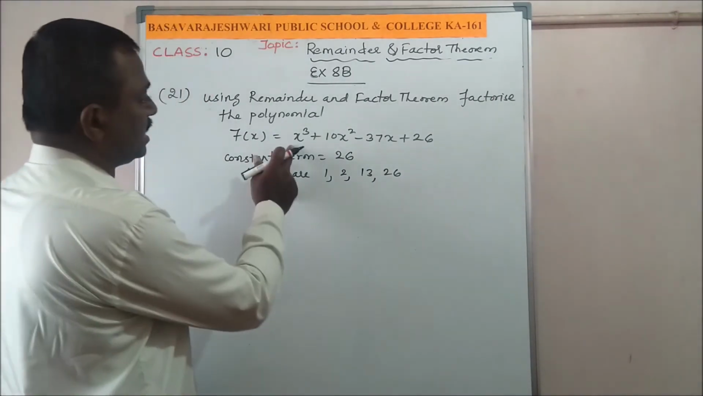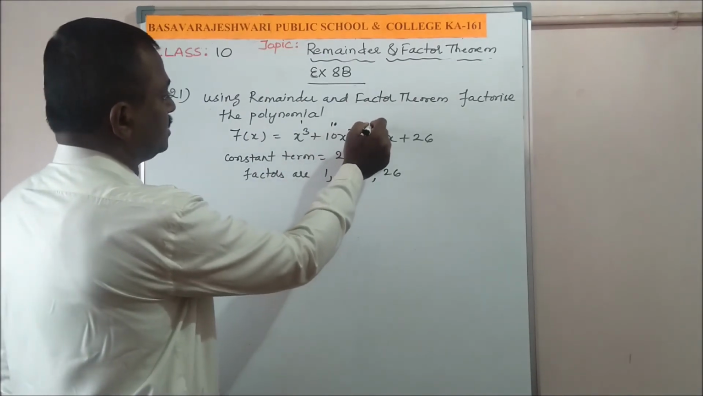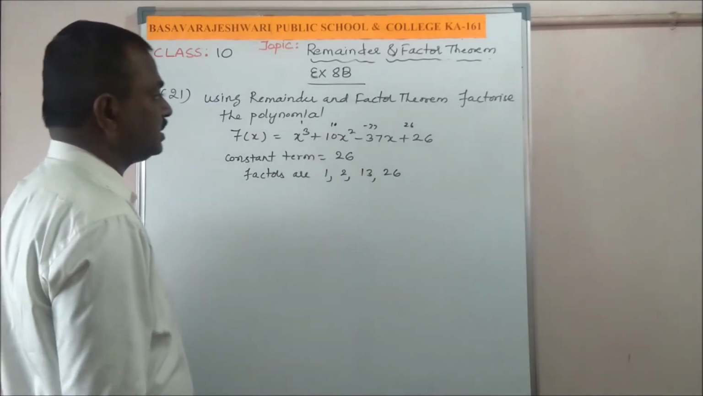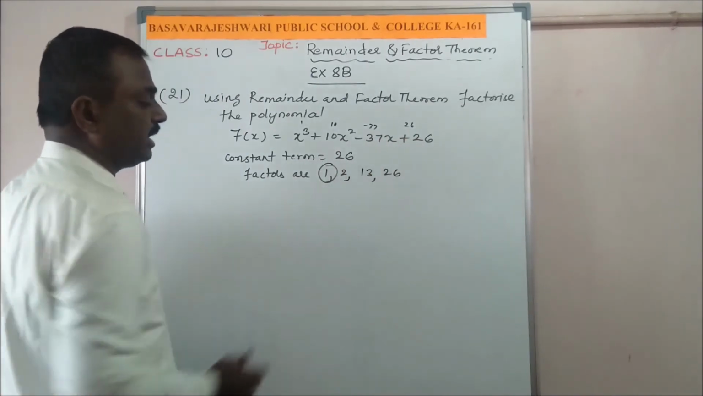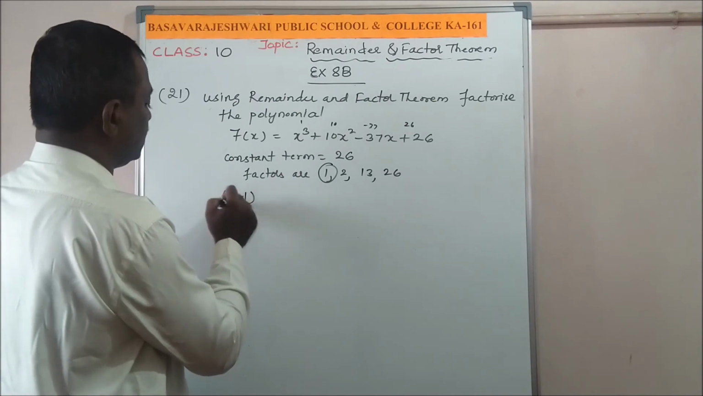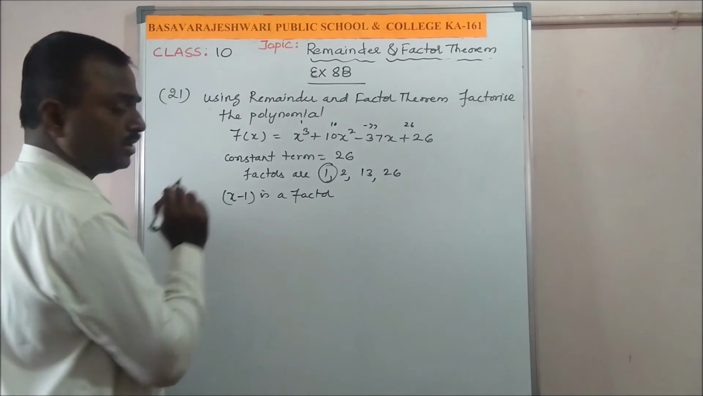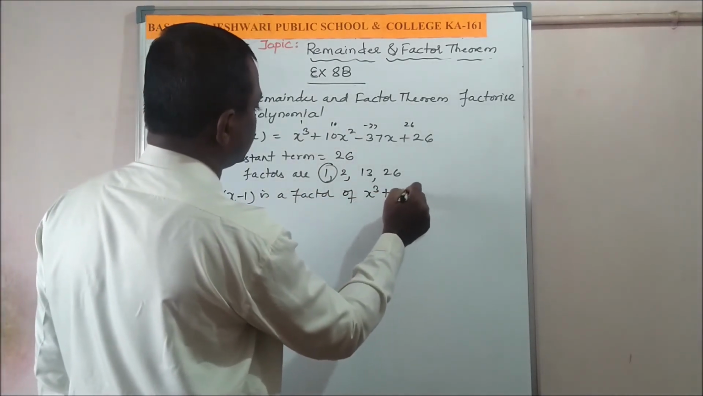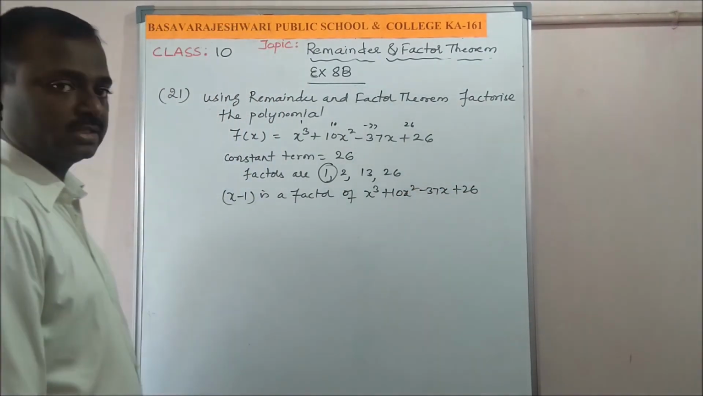So now 1 plus 10 minus 37 plus 26. 26 plus 10 is 36, 36 plus 1 is 37, 37 minus 37 is 0. So 1 we will take. So x minus 1 is a factor of x cube plus 10x square minus 37x plus 26. Correct?